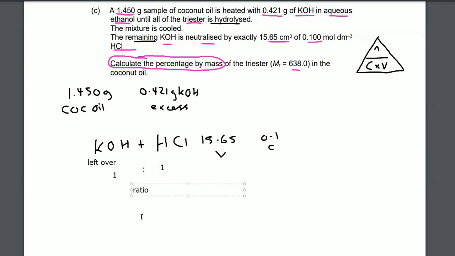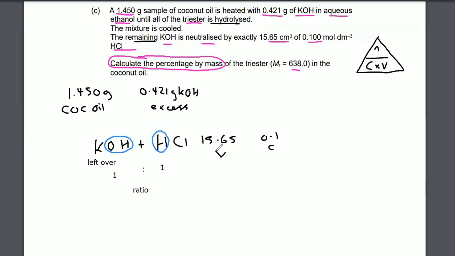But if you look at potassium hydroxide, there's one hydroxide ion in KOH, and there's one hydrogen ion in hydrochloric acid. So they're going to come together perfectly to make one molecule of H2O. So I know it's a one-to-one between the acid and the alkali, or the base, in this situation.